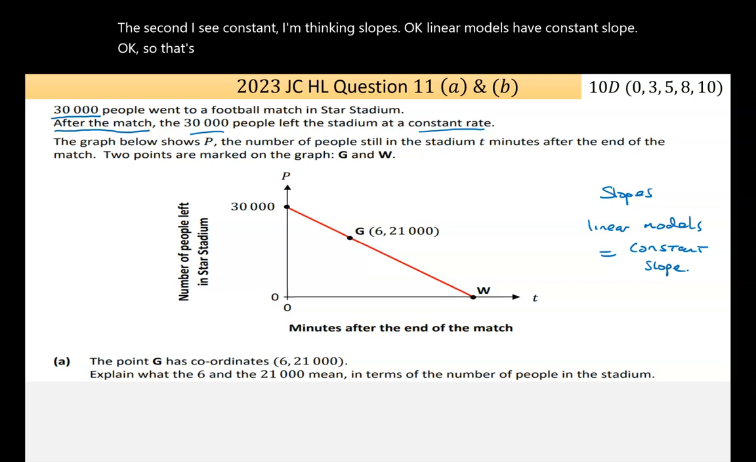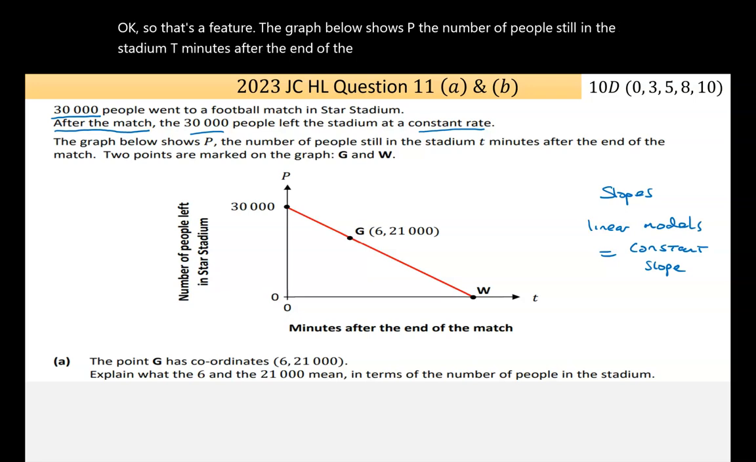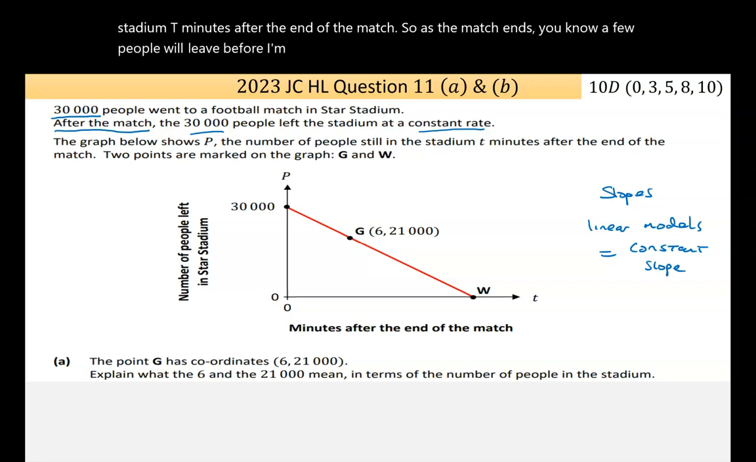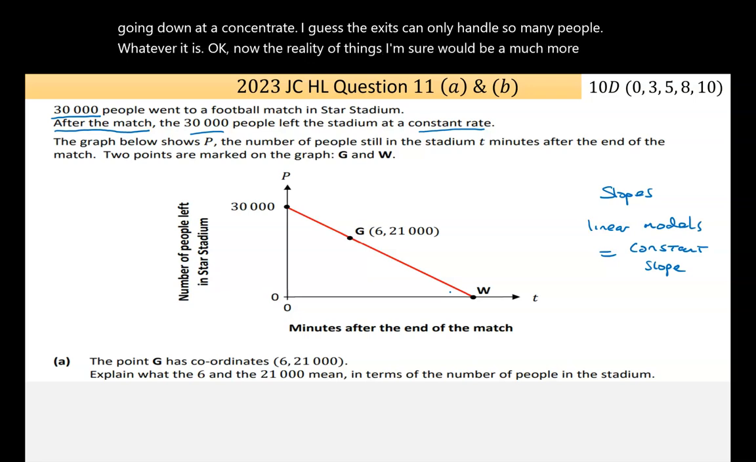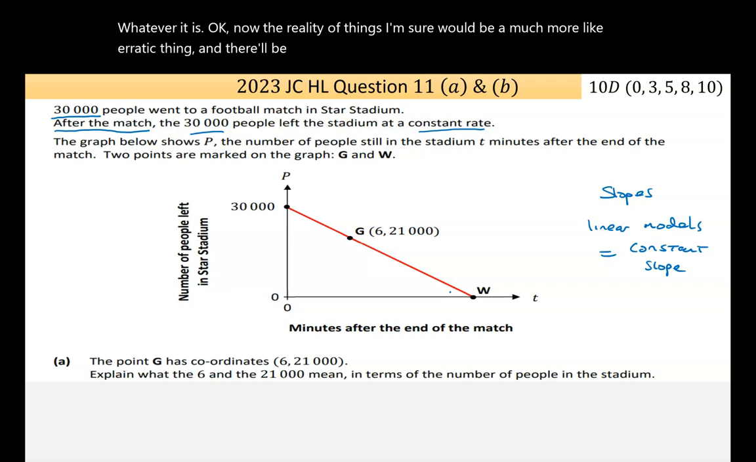The graph below shows P, the number of people still in the stadium, T minutes after the end of the match. So as the match ends, a few people will leave before, I'm sure, but usually everybody leaves at the end, and it's going down at a constant rate. I guess the exits can only handle so many people. The reality is, I'm sure, a much more erratic thing, with a tail off at the end as somebody hangs around way too long. But this is a scenario we're just going to go with.